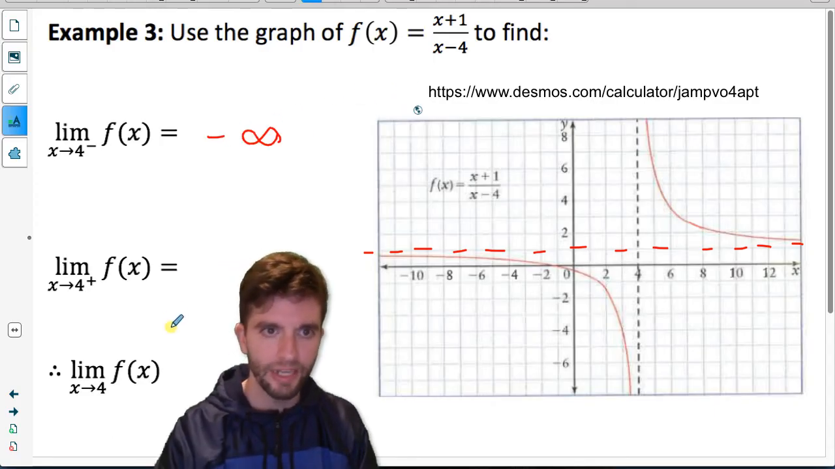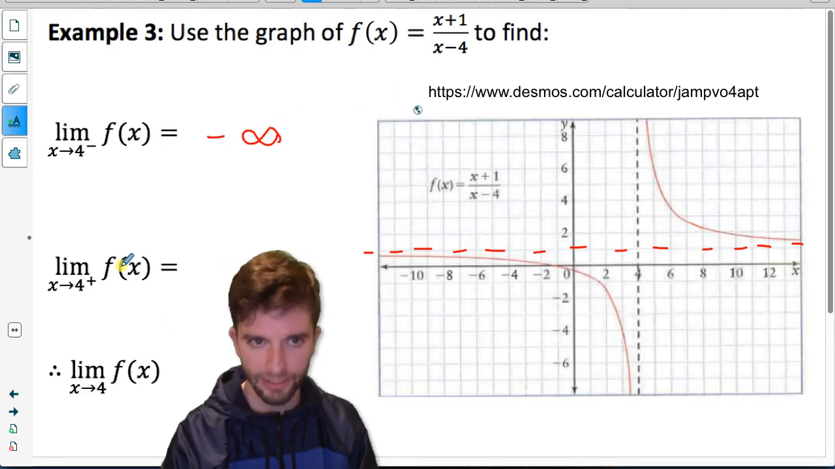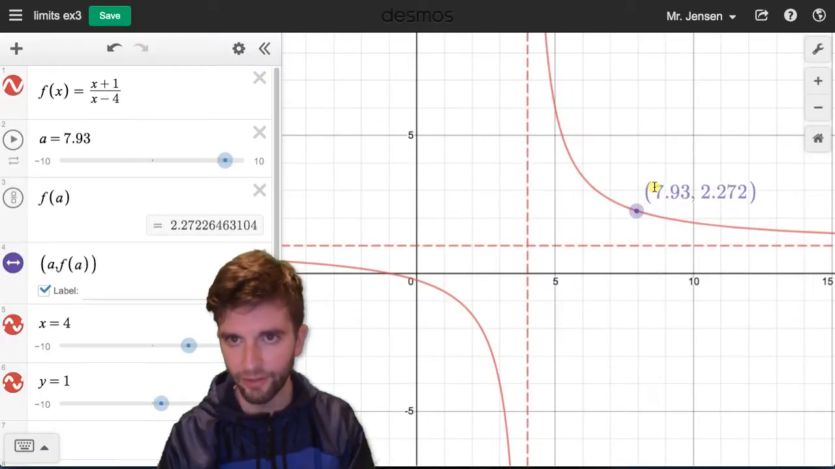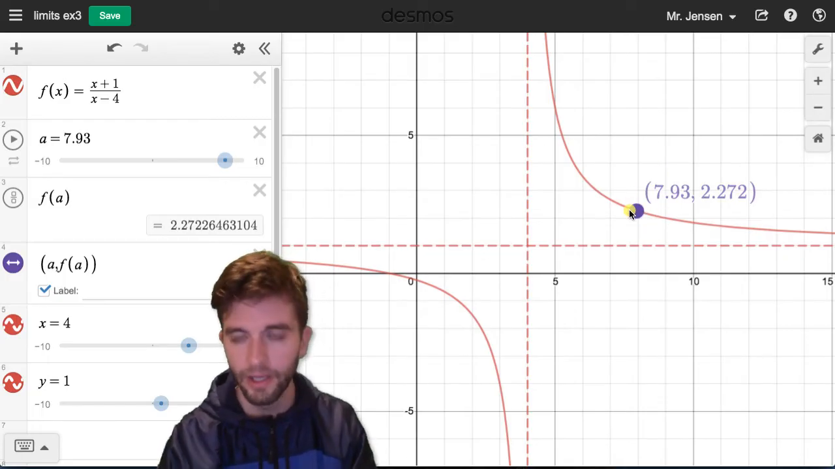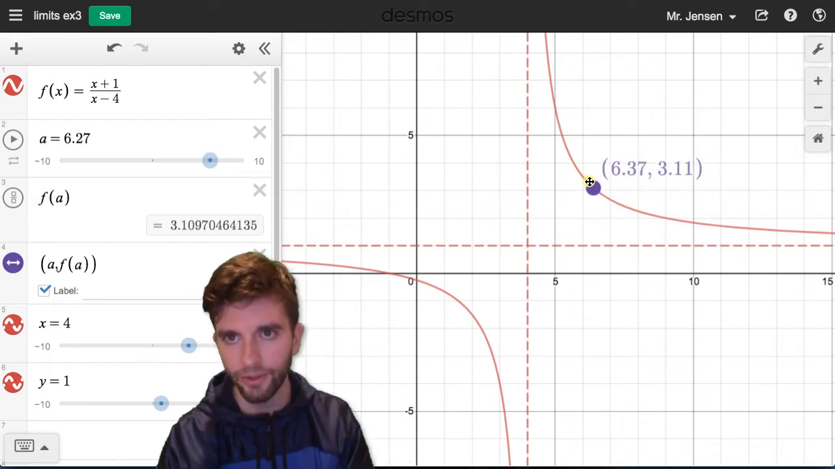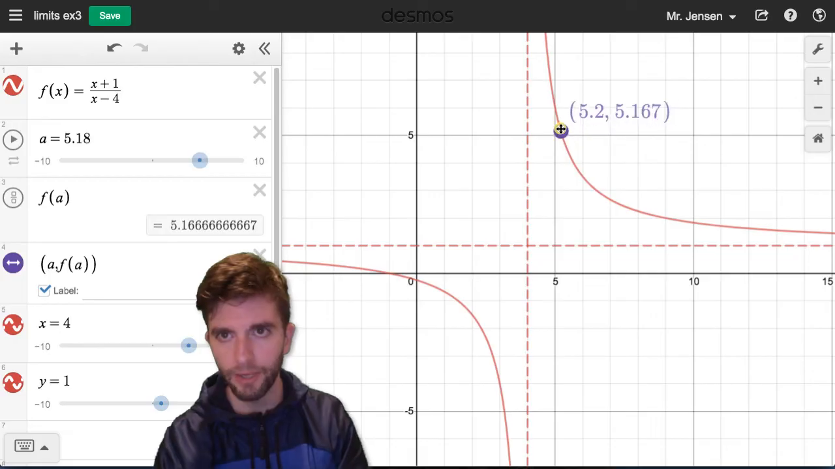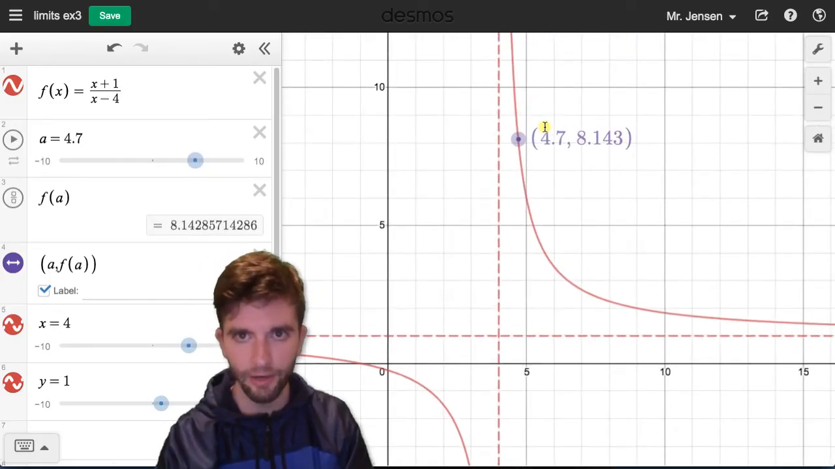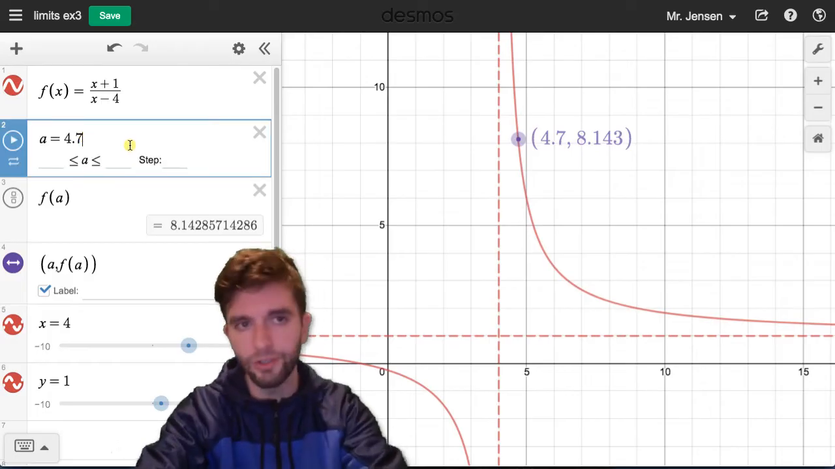How about if I approached an x value of 4 from the right? What's happening to the y values? Alright, so I've moved the point to the right of an x value of 4, right? 7.93, we consider that to the right of 4. If I now move this point closer to 4, what's happening to the y values? They're going up, up, up, and they're going to keep going up and up. Let's get even closer. Right now, 4.7. Let's get even closer to 4 from the right of it.